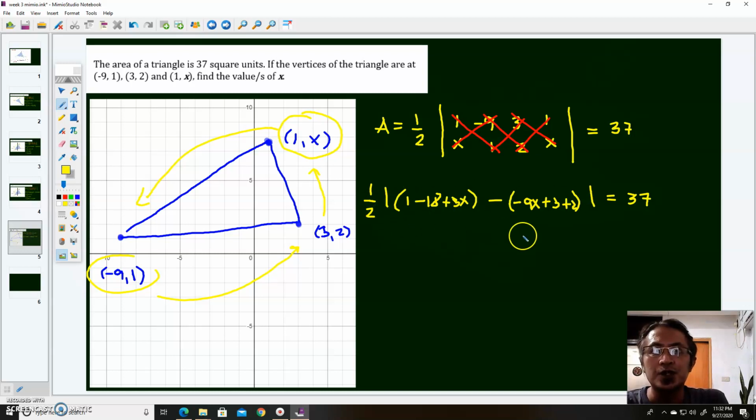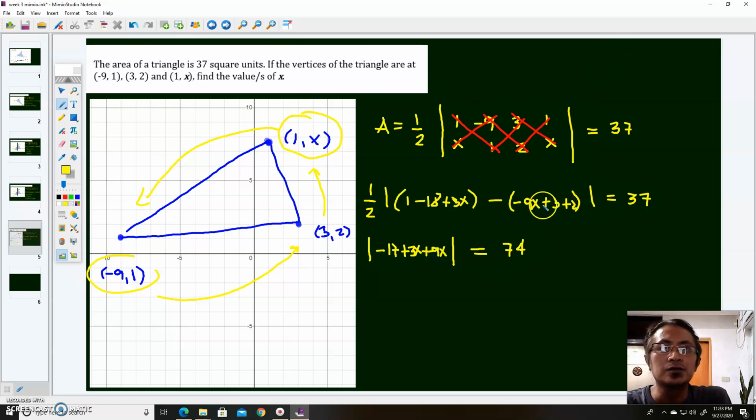Multiply both sides by 2. You will get just the absolute value, and 37 times 2 would be 74 on the right side. Now 1 minus 18 is -17, then plus 3x, minus -9x is a plus 9x, and then 3 plus 2 is 5, so that would be a -5. So let's simplify what's inside our absolute value. We have here 12x, and then -17 minus 5 is -22. So we have here 74.